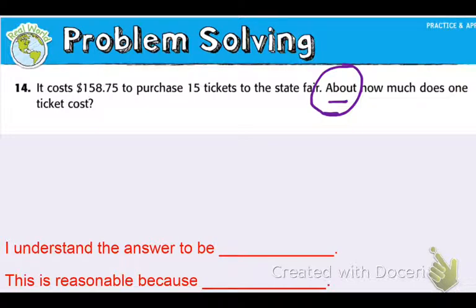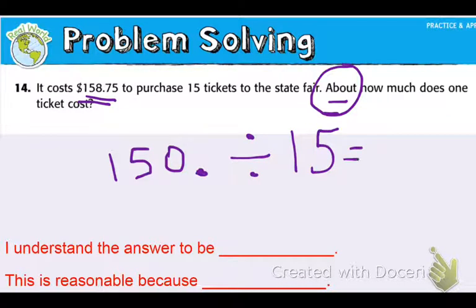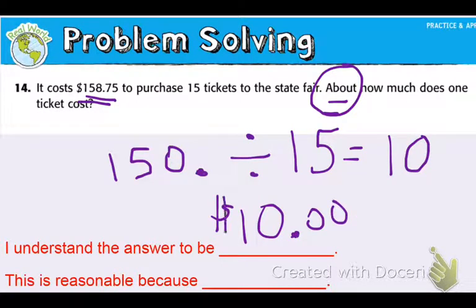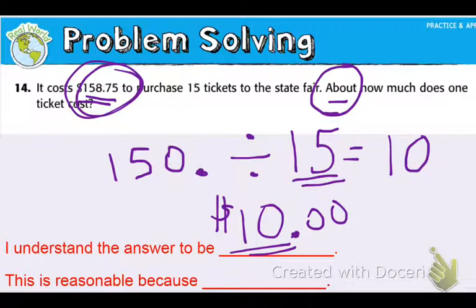Step 1, we're going to estimate. Well, I'm going to estimate it to $150. It's pretty close to $150. And I picked $150 because I can divide 15 into that number easily. Okay, and how many times does 15 divide into 150? Well, it's 10. So I understand the answer to be around $10. Is it exactly 10? No, but it's asking me what is it about. I know it's reasonable because 10 times 15 is 150, or close to the price we're going to have to pay.